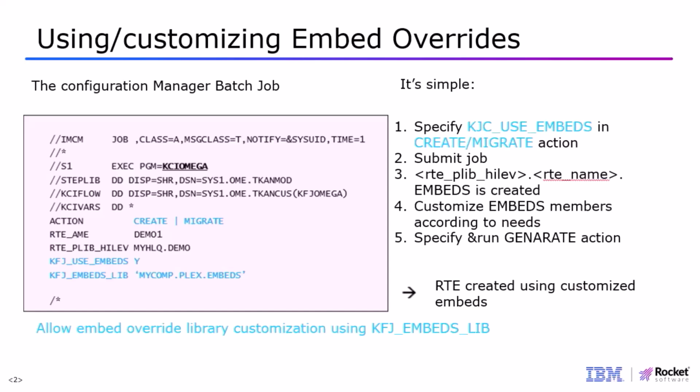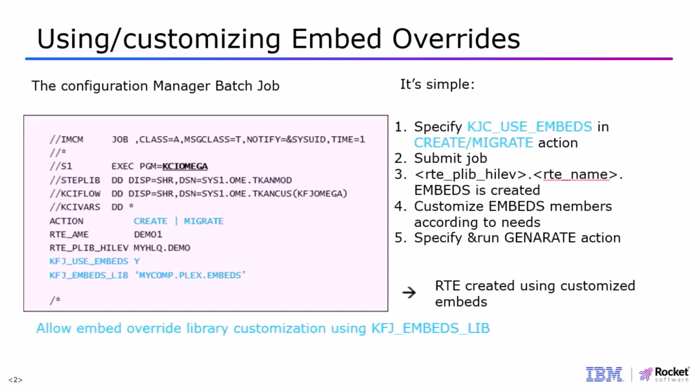In order to work with Embed Overrides in Configuration Manager, you need to explicitly enable its use in the create and migrate actions. The enablement parameter is called KFJ_USE_EMBEDS, and you have to set it to a value of Y for yes.